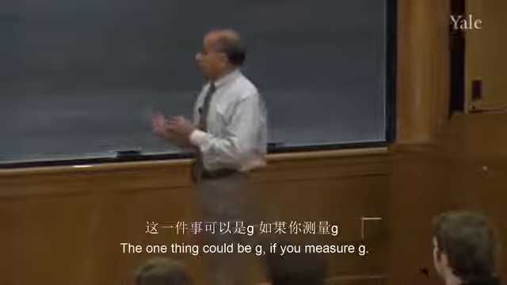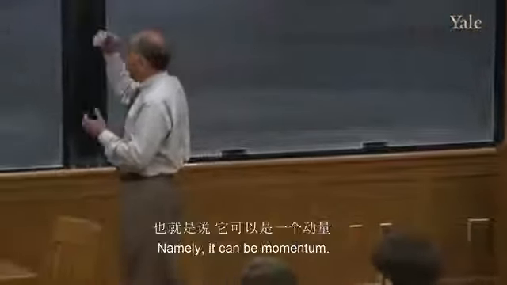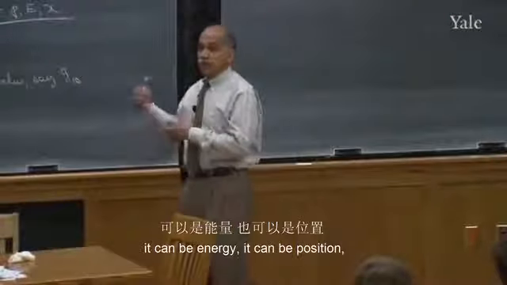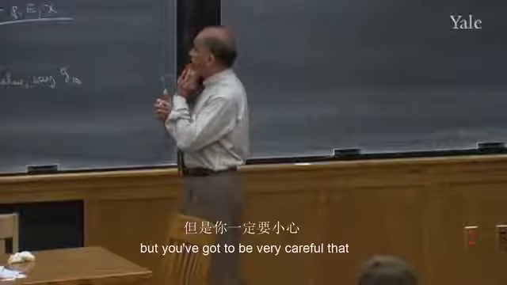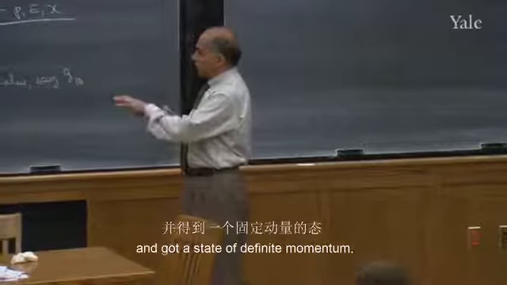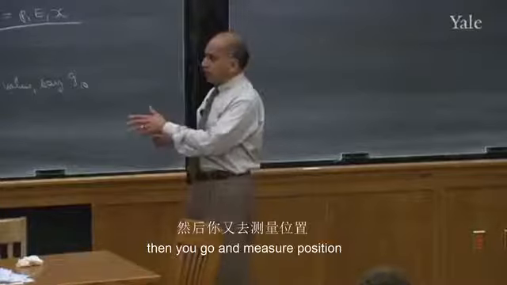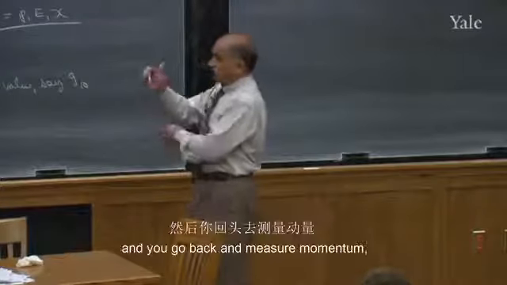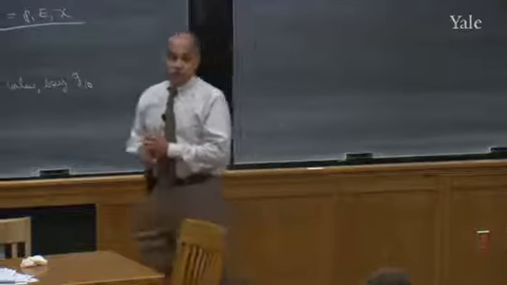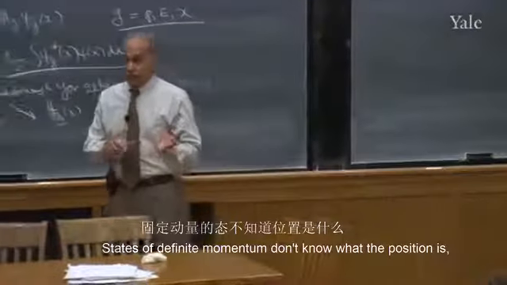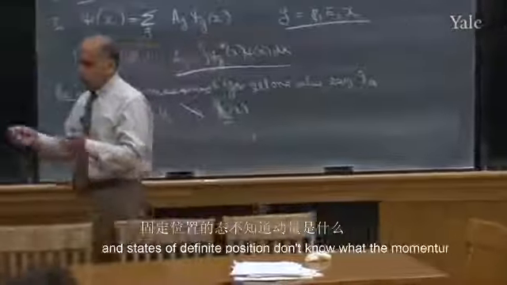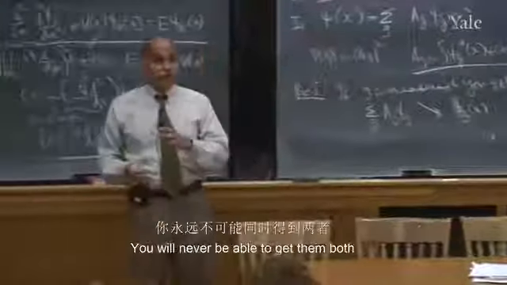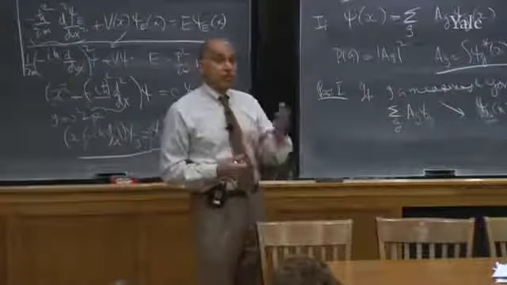But that one thing could be g if you measure g, namely it can be momentum, it can be energy, it can be position, but you've got to be very careful that if you measure momentum and got a state of definite momentum, then you go and measure position and got a state of definite position, and you go back and measure momentum, you won't get the same answer. States of definite momentum don't know what the position is, and states of definite position don't know what the momentum is. So you will never be able to get them both. You've got to pick one or the other.